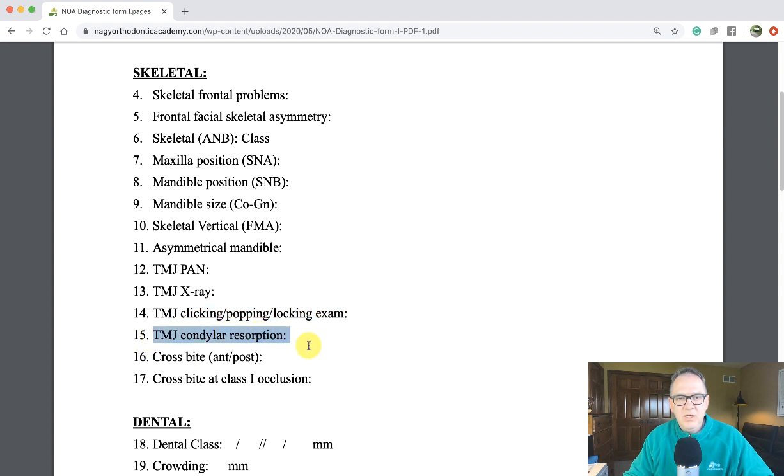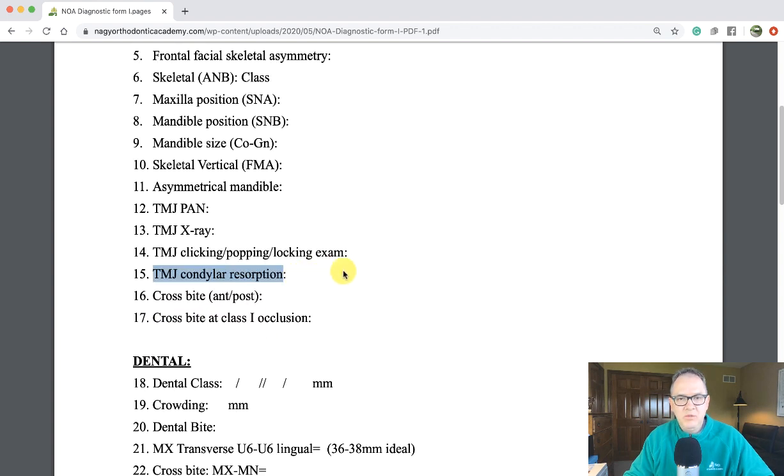And then TMJ contour resorption. Obviously, if you see contour resorption, then you're going to have a bigger problem than just orthodontics. But you really need to screen all patients for contour resorption, especially females between 12 to 20 or even 12 to 30, especially with the anterior open bite. So for TMJ contour resorption, you would just say here normal, none, little bit, severe. And if you do see contour resorption, you need to refer that patient to a surgeon. And we're going to cover that in our contour resorption seminars, okay?